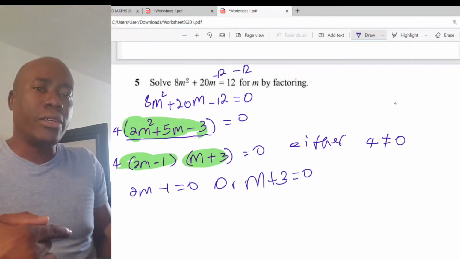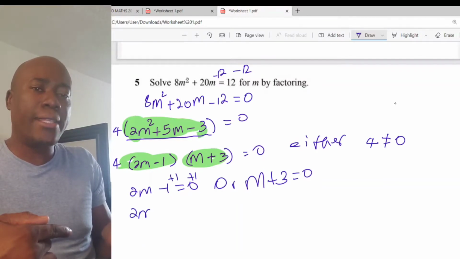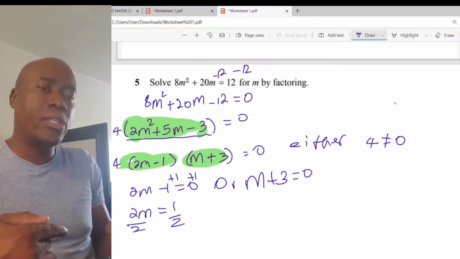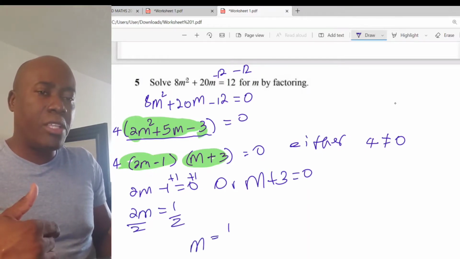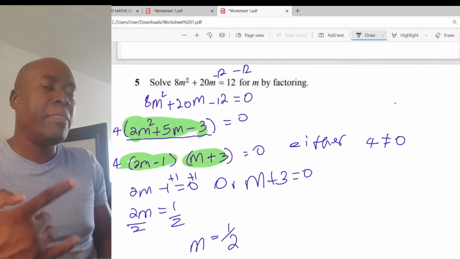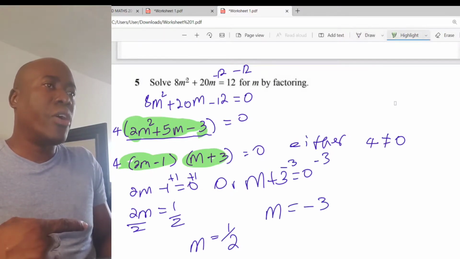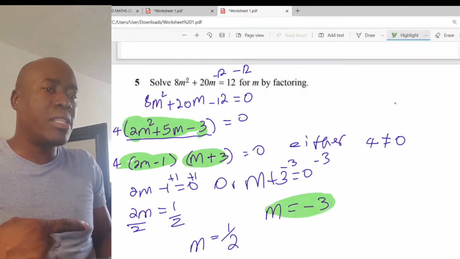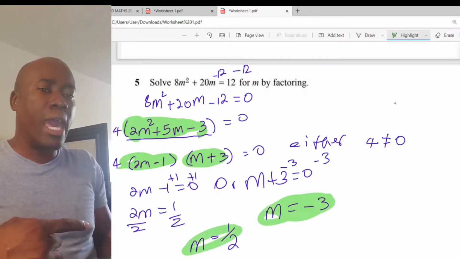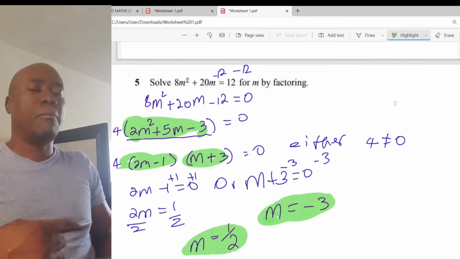So let us continue. I'm going to add 1 to both sides here. In adding 1 to both sides, 2m is equal to 1. So if I divide by 2, one of my answers is that m is equal to positive 1/2. Secondly, if I subtract 3 from both sides, then this is suggesting that the next response is m is equal to negative 3. So here are my responses. m is equal to negative 3. m is equal to 1/2. All right, there it is.